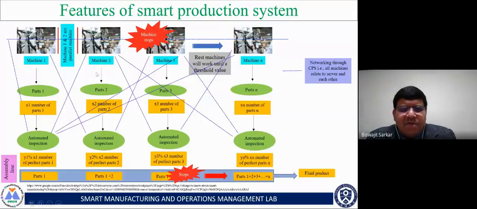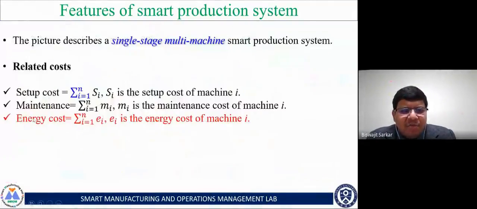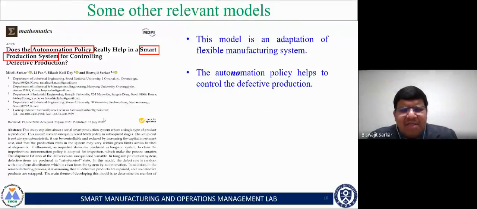The important cost is the energy cost. We do not consider it in the traditional model, but here a huge number of machines are there, so you must consider how much energy they will consume. Suppose E is the energy; here it will be Ei. So that is the change. There is nothing big to do to make the smart production models.